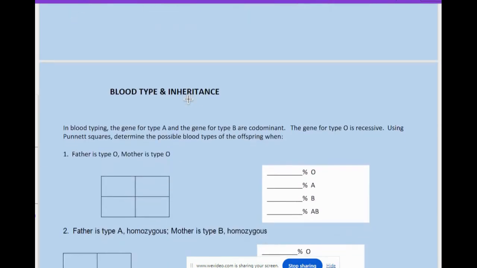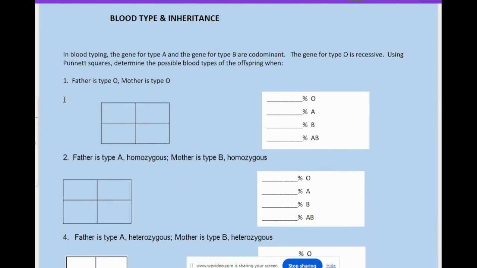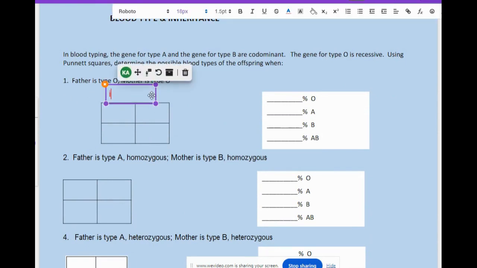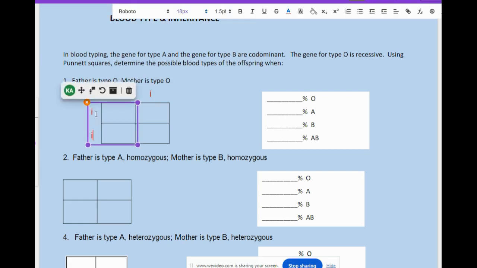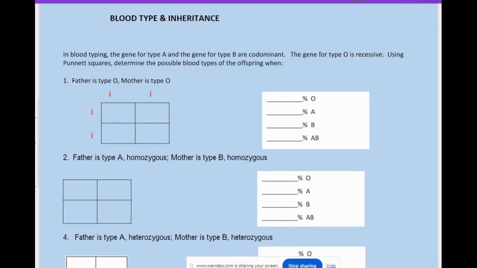So both parents have that genotype. I'm going to type it because it's easier. All right, so little i, little i. Remember, I'm not going to do all these. I'll do most of them. Little i, little i. Hey, I wonder what all the boxes are going to be.